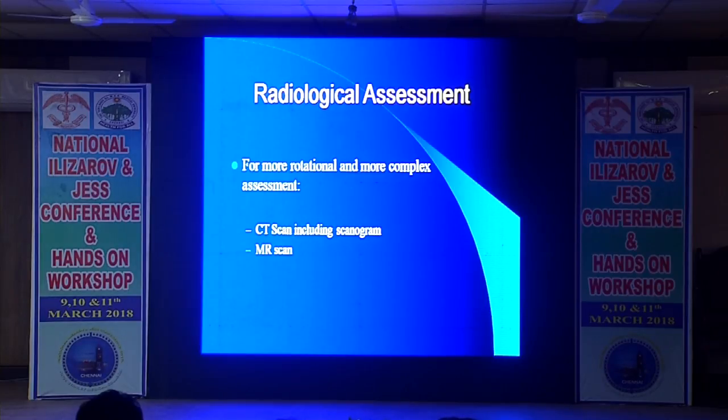After that, if there's still any doubt, then you can use a CT scan or MRI scan. However, I find that CT and MRI are actually more tertiary in nature. They do not give me much information compared to the basic X-ray and clinical examination.